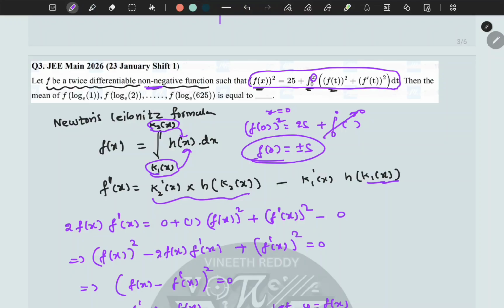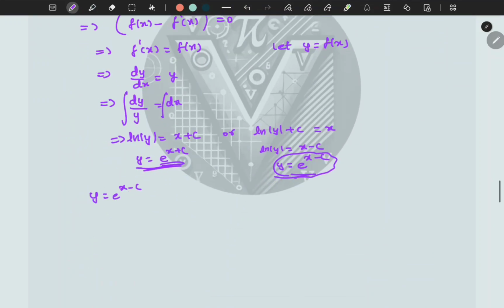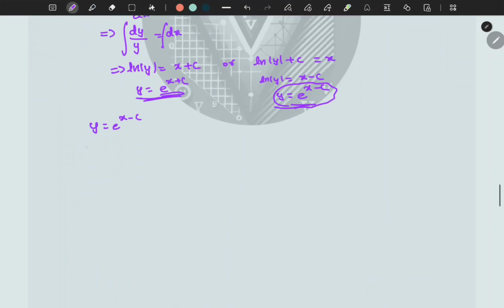And f is a twice differentiable non-negative function. See, f of 0 is plus or minus 5, and he is telling that this is f of x only is equals to e power x minus c, and f of 0 is e power minus c, right? Now what should we take? Should we take f of 0 as plus 5 or minus 5 is the next question. We should take f of 0 as plus 5 only, because exponential function can never be negative. Is that clear? I hope it is clear. Now instead of taking this as x minus c, if you take x plus c, still you will be getting the same answer, dear students. Don't get confused with that.